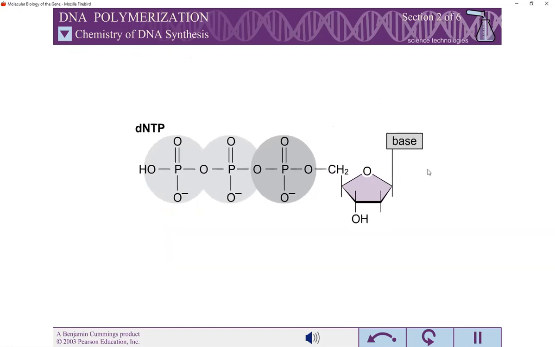Each of the four dNTPs, dGTP, dCTP, dATP, and dTTP, has three phosphoryl groups which are attached via the 5' hydroxyl of the 2' deoxyribose. The phosphoryl group closest to the ribose is the alpha phosphate, the middle group is the beta phosphate, and the outermost group is the gamma phosphate. Okay. So there are three different phosphates present: the alpha phosphate, the beta phosphate, and the gamma phosphate.